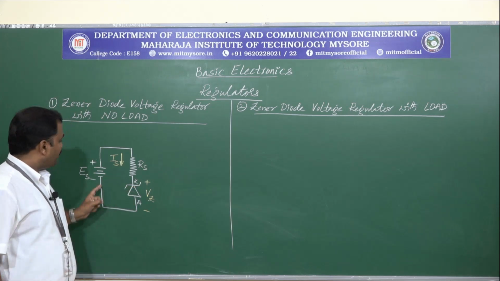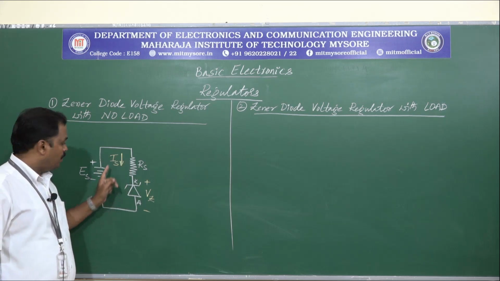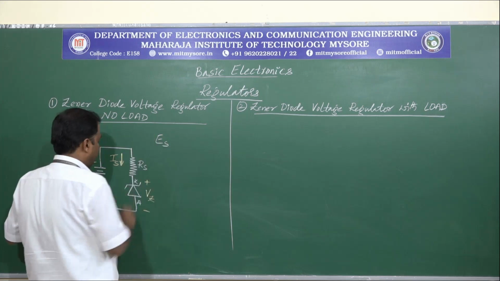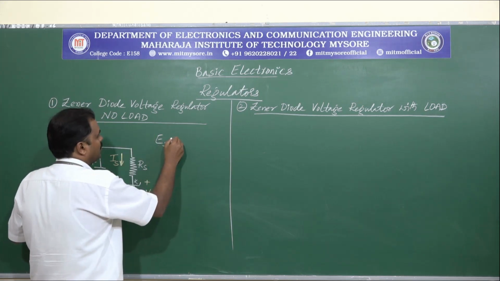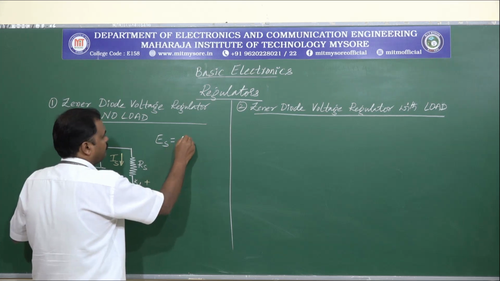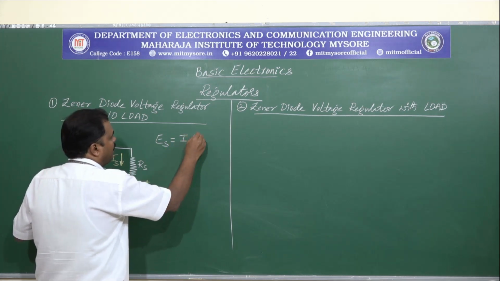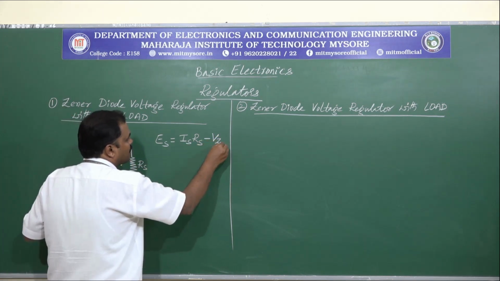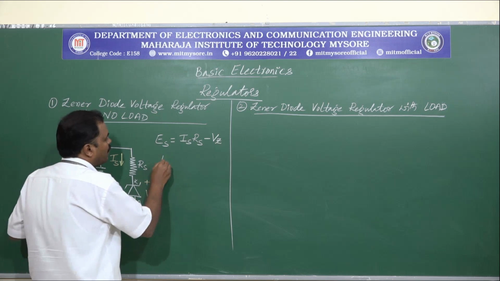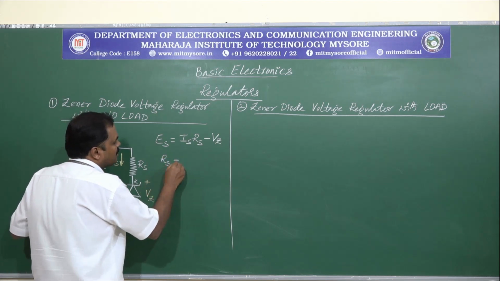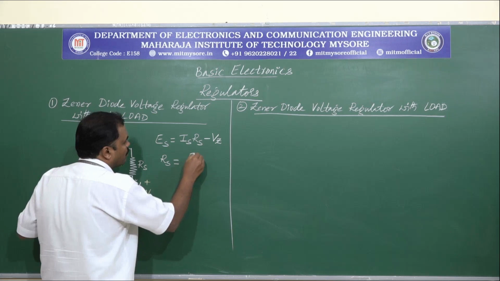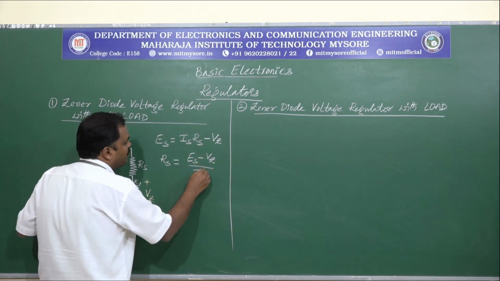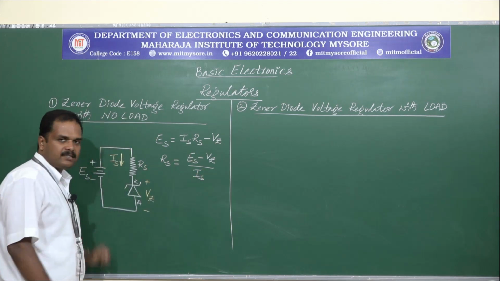Let us apply KVL, Kirchhoff's voltage law, through this path, so that ES is equal to IS into RS plus Vz. So RS is equal to (ES minus Vz) divided by IS.